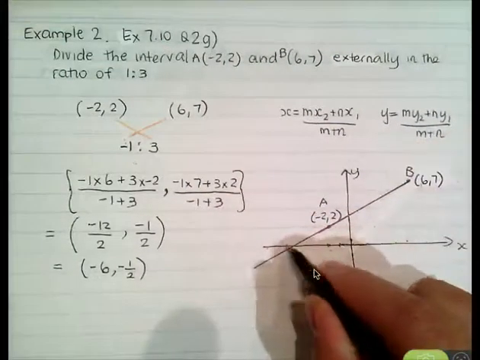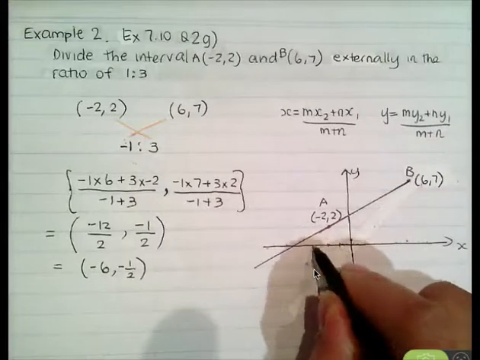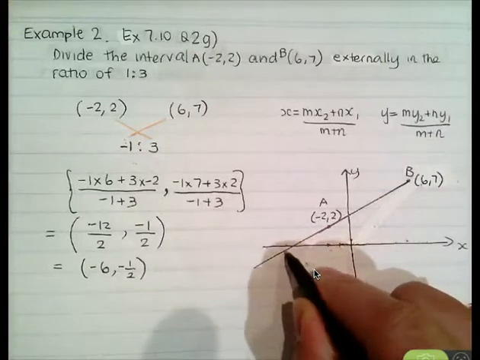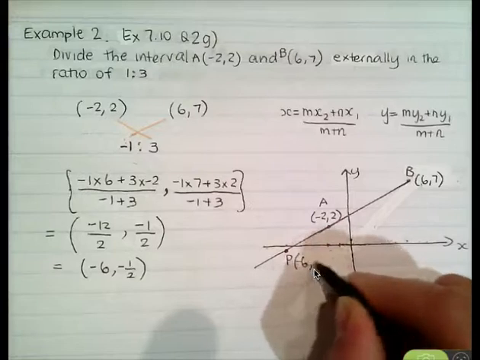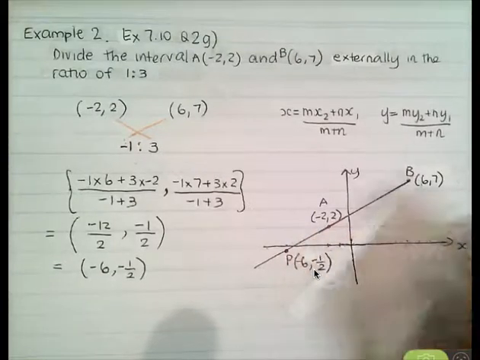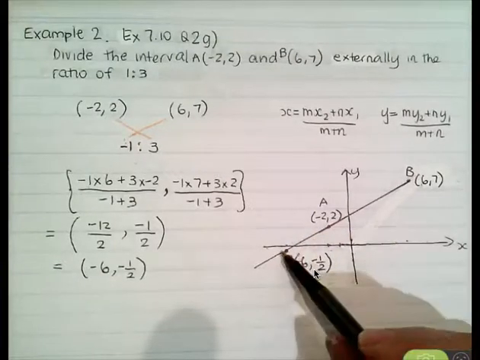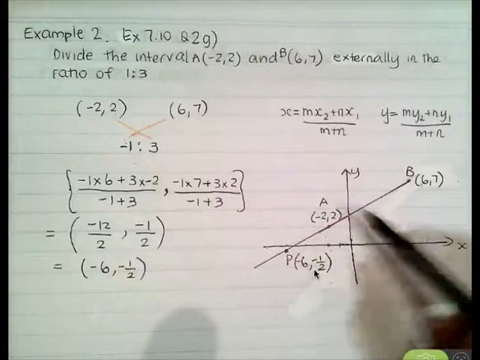My answer was about (-6, -1/2), which is down here. So this is my point P that divides the interval AB externally in the ratio of 1 to 3.